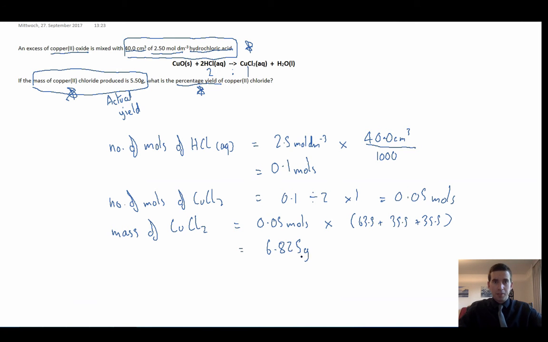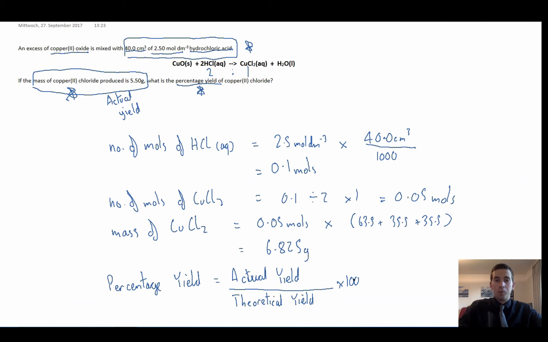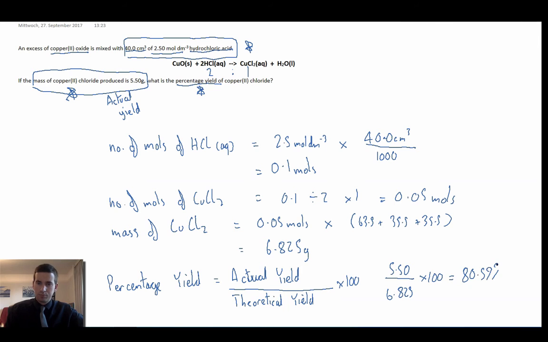Okay, in some questions that might have been enough, but in this one we need to do a final step. Okay, we need to work out the percentage yield. That is what the question is looking for. Remember, the equation for percentage yield is actual yield divided by theoretical yield times by 100. So let's just put in the numbers, which comes out at 80.59%. Normally, unless it asks specifically, you tend to give your answers to 3 significant figures, so 80.6%.